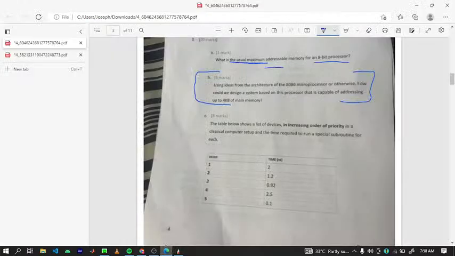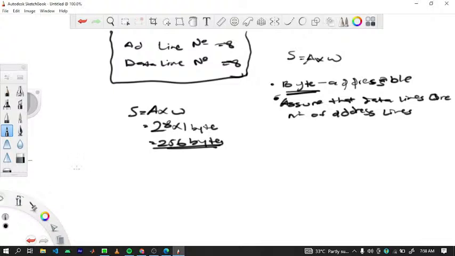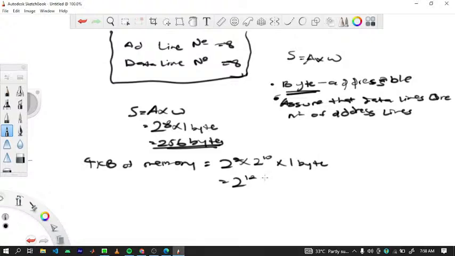Now it says that you want to address 4 kilobytes of memory. What is 4 kilobytes of memory? 4 kilobytes gives you 2 raised to the power 2 times 2 raised to the power 10 times 1 byte. That will give you 2 raised to the power 12 bytes. So that means that you need 12 lines. If you have 12 lines, you can address 4 kilobytes of memory. But we have 8 lines in this system, right?